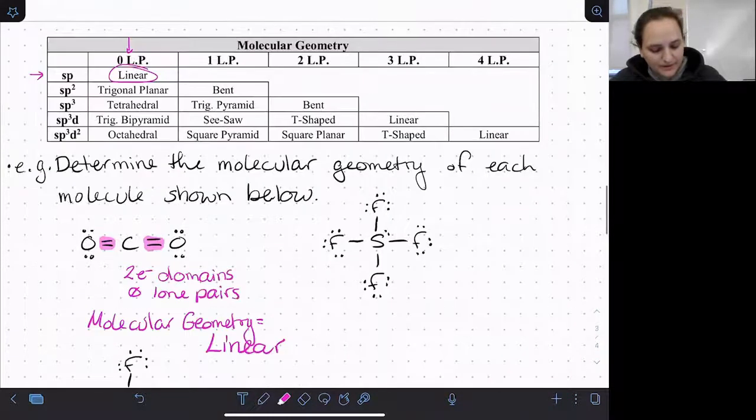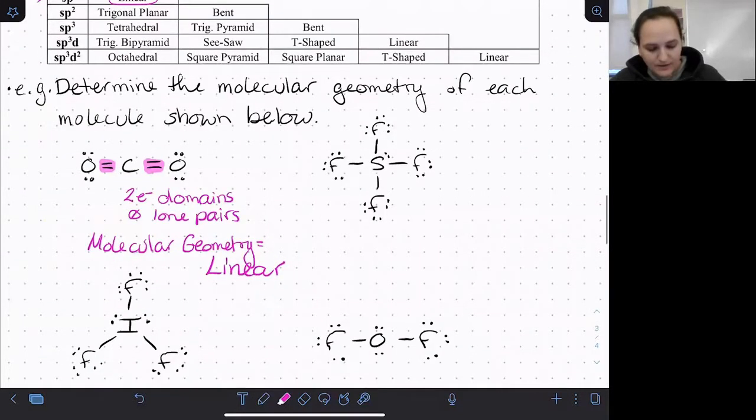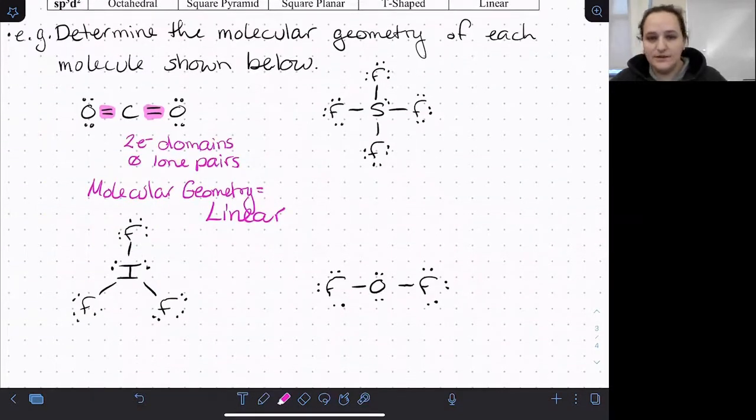So why don't you pause here and give the rest of these examples a try on your own using the same principles.